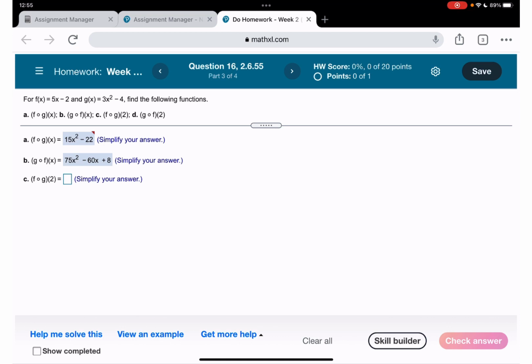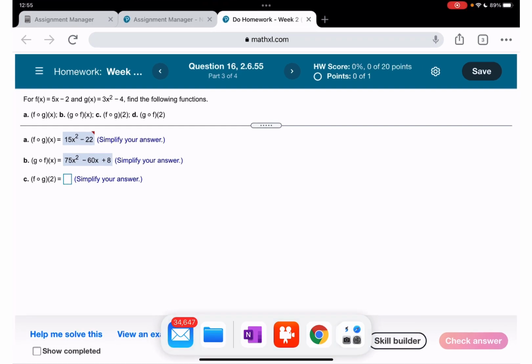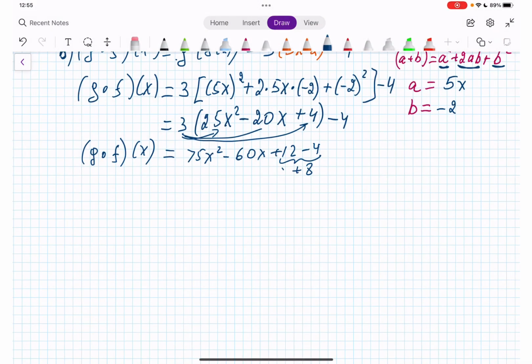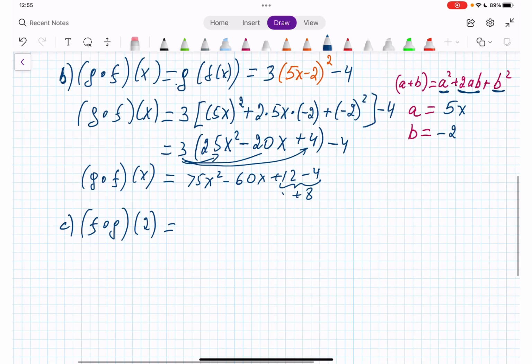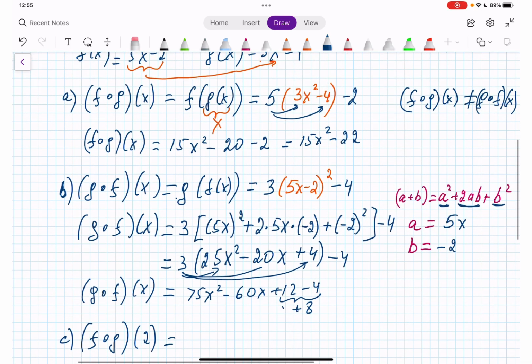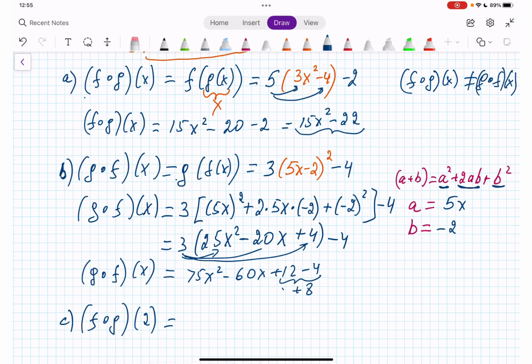And now we have f composed with g of 2. All right? See? f composed with g. Instead of x, we have 2. What does that mean? Again, I'm composing f with g, which is this one, right? We get this one, 5x squared minus 22, right? f composed with g, look. f composed with g. So we get 15x squared minus 20.